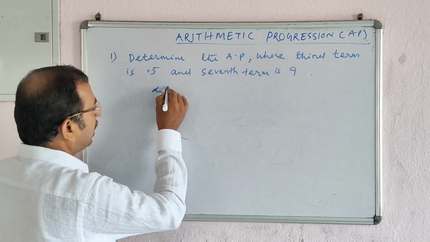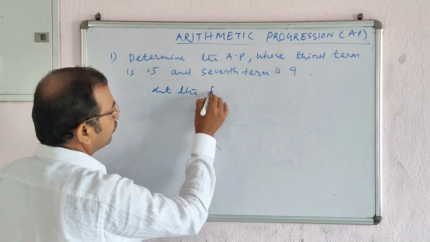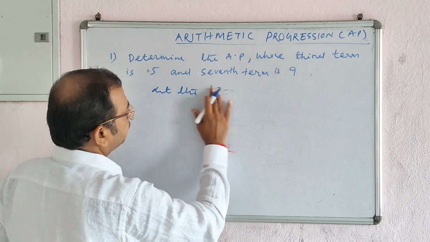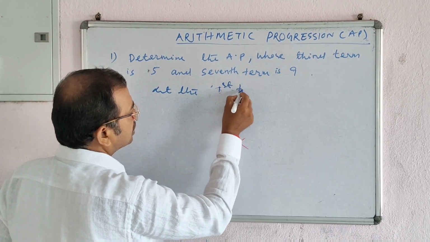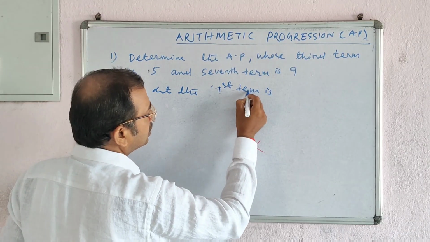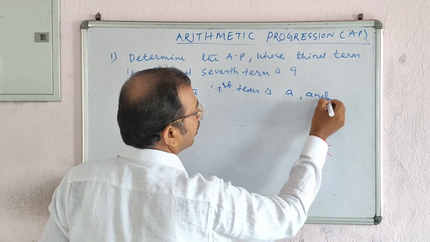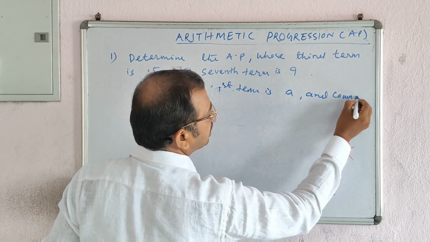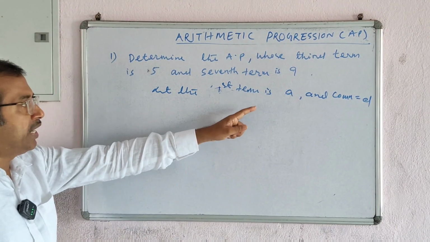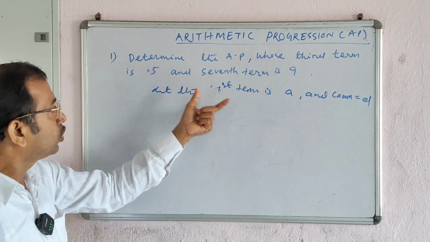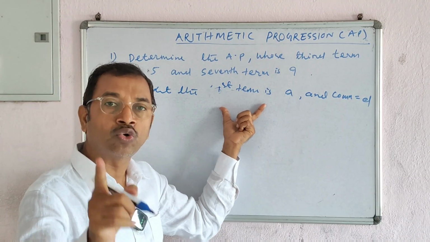Let the first term be A, and common difference is D. Assume, let us assume first term is A and common difference is D. So two unknowns, so it must require 2 equations.